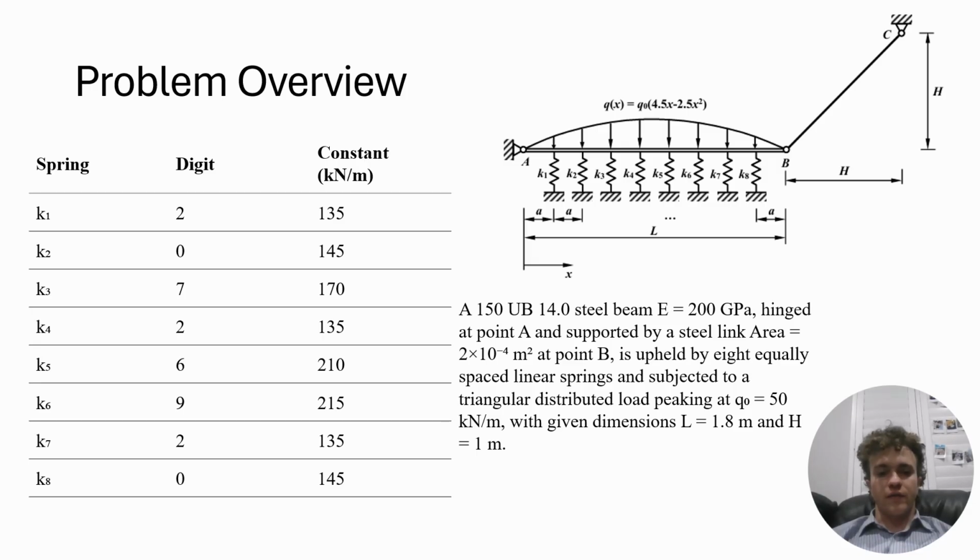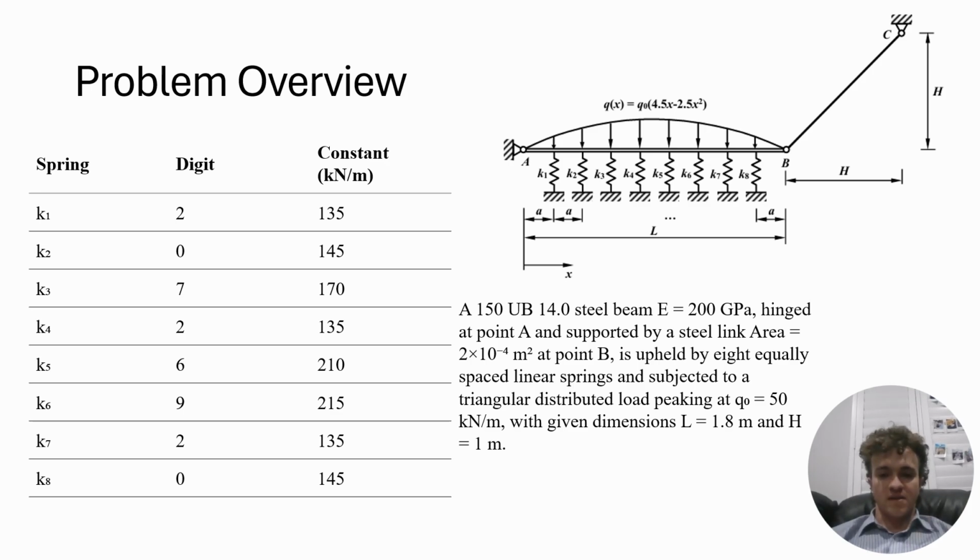So to start things off, we're going to give a problem overview. The spring constants for stiffness were based on my student ID, and those are 135 kilonewtons per meter, 145 kilonewtons per meter, 170 kilonewtons per meter, 135 kilonewtons per meter, 210 kilonewtons per meter, 215 kilonewtons per meter, and 135 kilonewtons per meter, as well as 145 kilonewtons per meter.